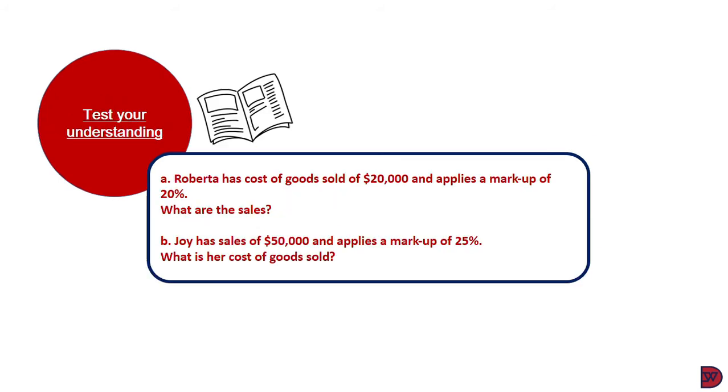Let's test our understanding. A. Roberta has cost of goods sold of $20,000 and applies a markup of 20%. So what will her sales be? Then B. Joy has sales of $50,000 and applies a markup of 25%. So we are now supposed to find her cost of goods sold.